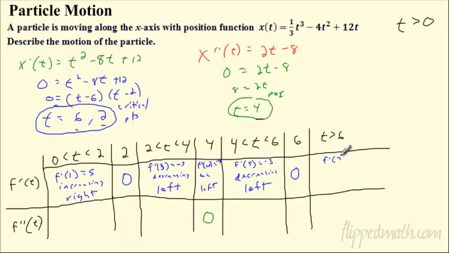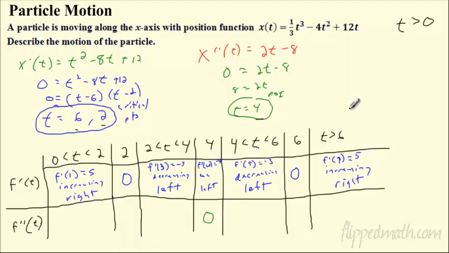Let's pick a point like 7. So if I put 7 in there, 7 squared is 49, minus 56, plus that 12, I think you get a positive 5 on that. And because it's positive, that's going to be an increasing function. And it's moving right. So we got a lot of information right there about the direction that it's moving.